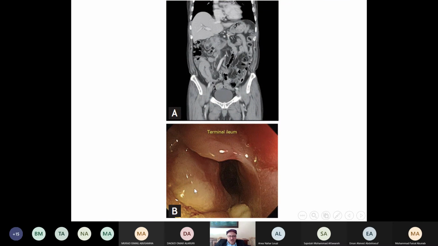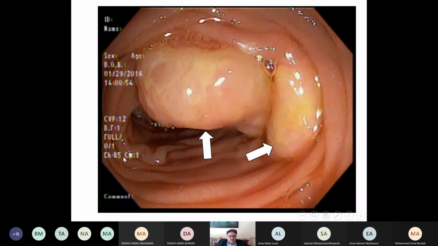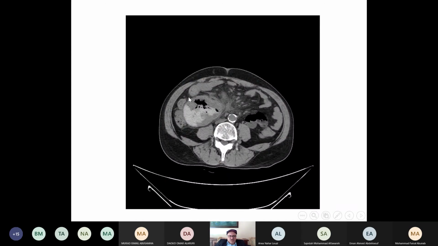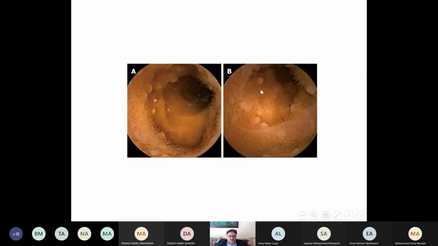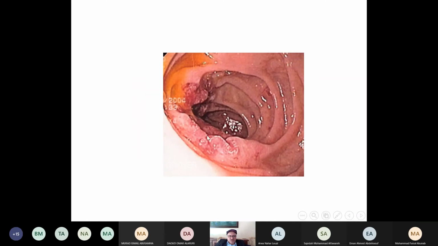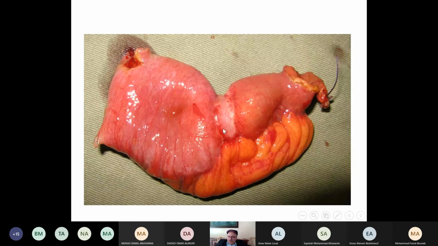And this is in the terminal ileum, perhaps a lymphoma. Another lesion, an old pathology specimen. Or this is a small intestinal tumor, again from the capsule. It is most likely an adenocarcinoma. And this is how the tumor has reached the surface of the bowel.